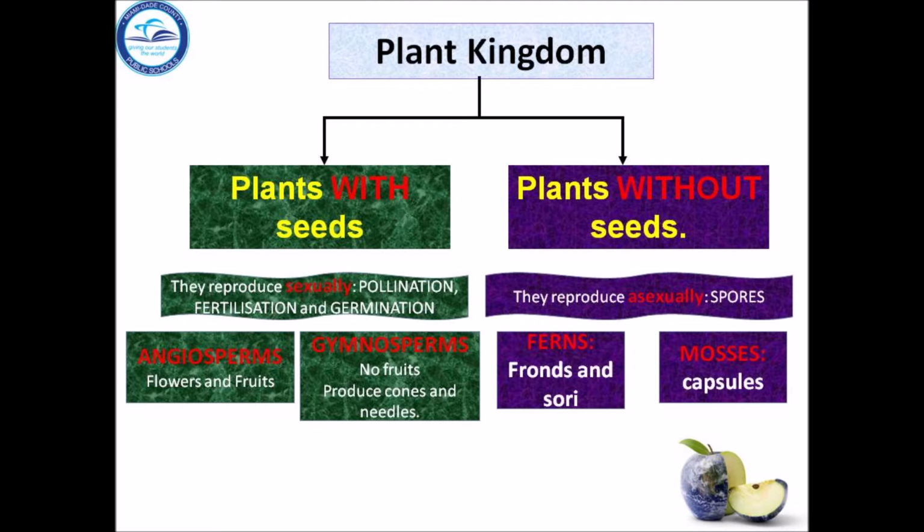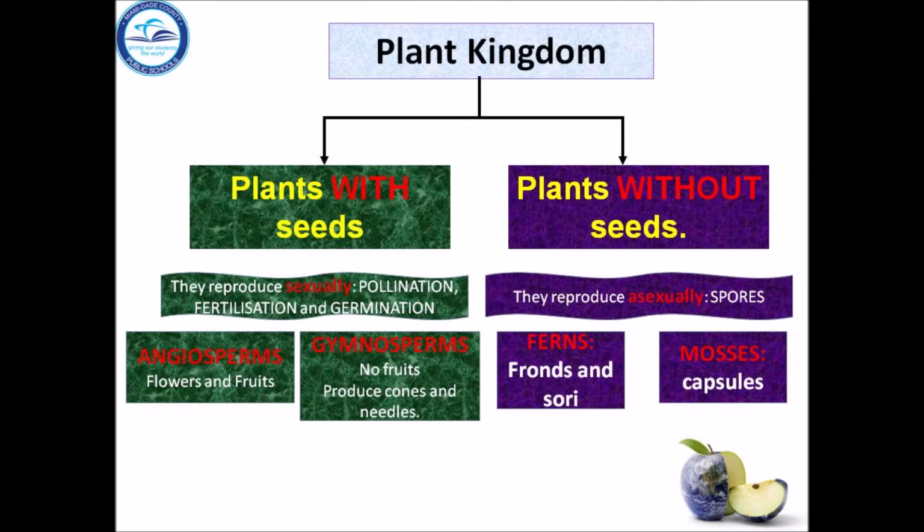There are two different groups of plants that produce seeds: angiosperms and gymnosperms. Angiosperm plants have flowers and fruits. Gymnosperms have no fruits. They produce cones and needles.